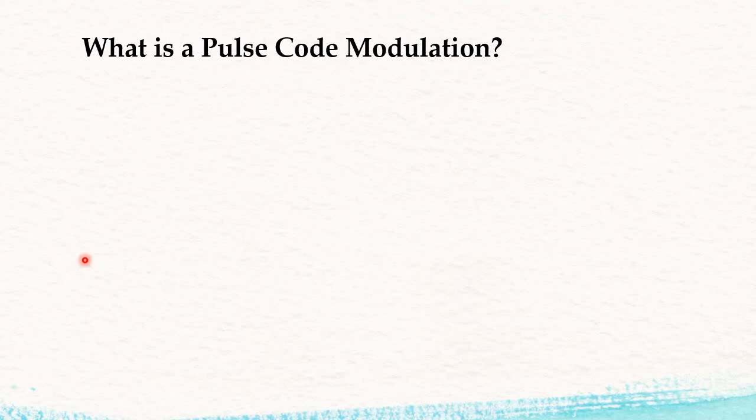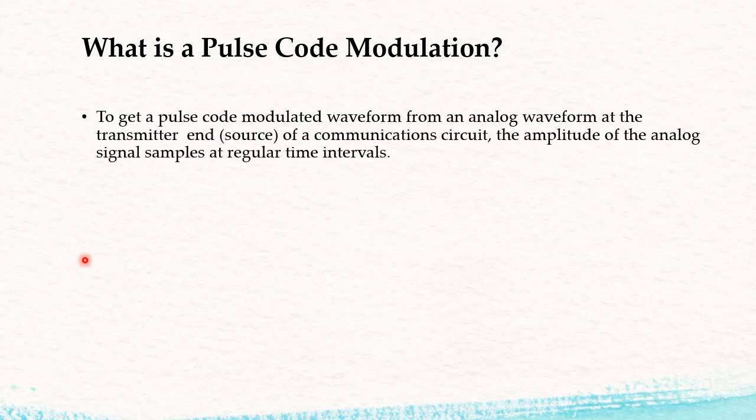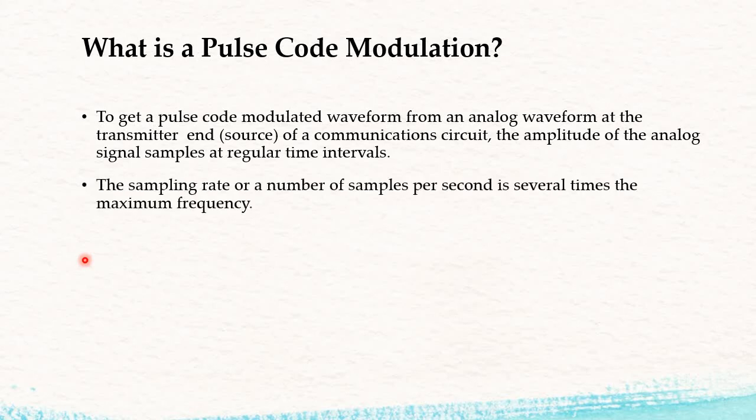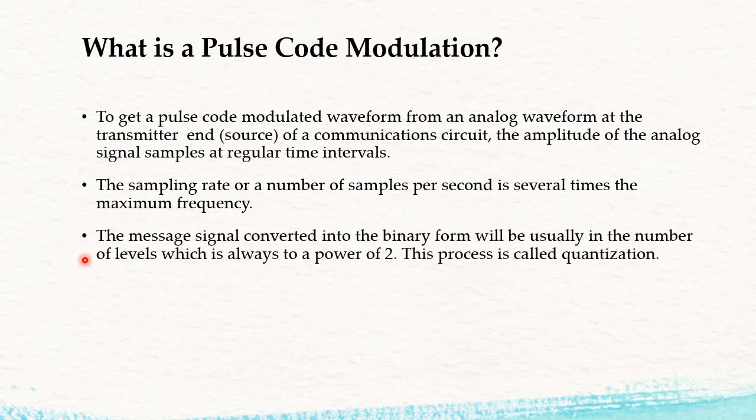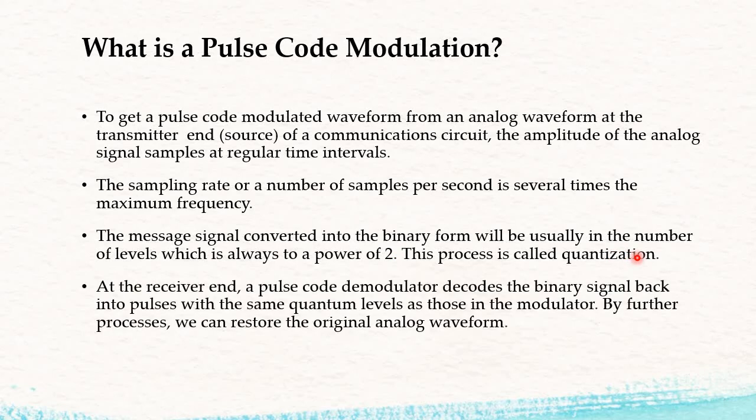Now what is PCM or pulse code modulation? To get a pulse code modulated waveform from the analog waveform at the transmitter end of a communication system, the amplitude of the analog signal is sampled at regular time intervals. That's the first step, sampling. The sampling rate, or number of samples per second, is several times the maximum frequency. Then the message signal is converted into binary form, usually in a number of levels which is always a power of 2. This process is called quantization, and once quantization is done, to each quantized level we assign a particular bit pattern, and that is called encoding.